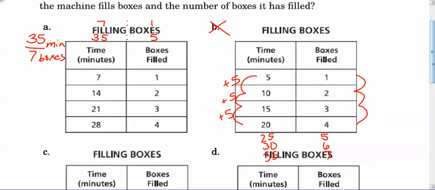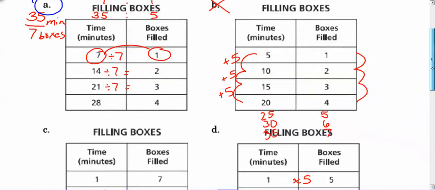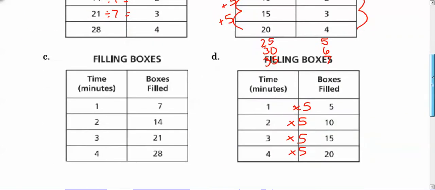We scroll back up here. We're taking the minutes and dividing it by 7, right? So to get from here over to here, it's divided by 7. 14 divided by 7 equals 2. 21 divided by 7 equals 3. And then 28 divided by 7 equals 4. So our correct answer is choice A here, but let me keep going with this with choice C and D.